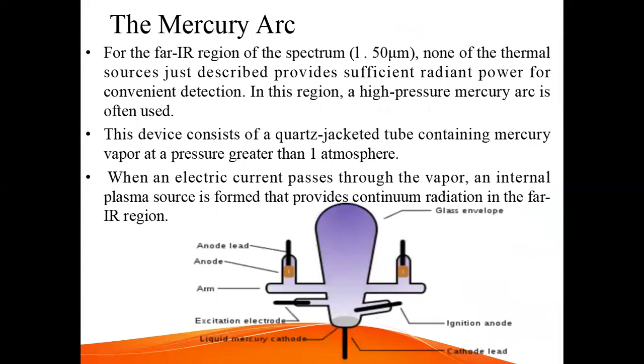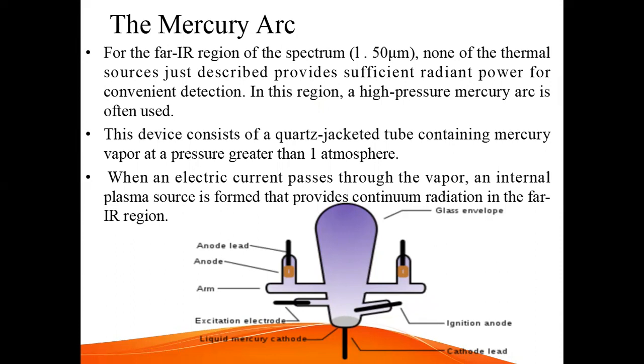The mercury arc. For the far IR region of the spectrum, beyond 50 micrometer, none of the thermal sources just described provide sufficient radiant power for convenient detection. In this region, a high pressure mercury arc is often used. This device consists of a quartz jacketed tube containing mercury vapor at a pressure greater than 1 atmosphere. When an electric current passes through the vapor, an internal plasma source is formed that provides continuum radiation in the far IR region.